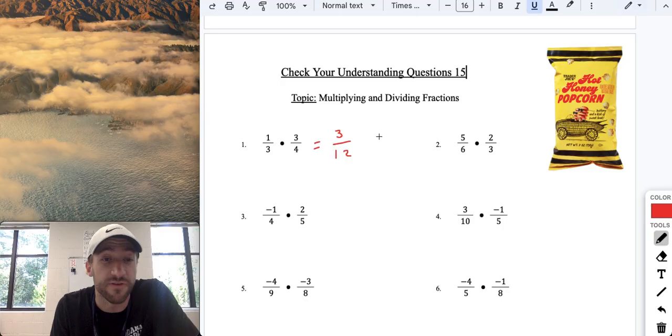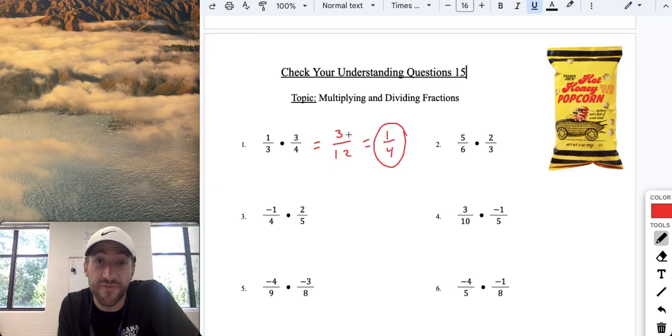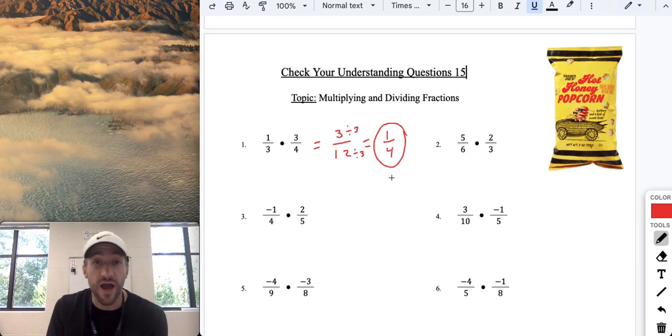Now, if we can simplify, we have to, always. I can't give you full credit if you don't simplify. So 3 over 12 simplifies down to 1/4. That's because the greatest common factor here is 3, so I could divide them both by 3 and end up with 1/4, okay? But if you forgot about simplifying, you could still get most of the credit for that problem.